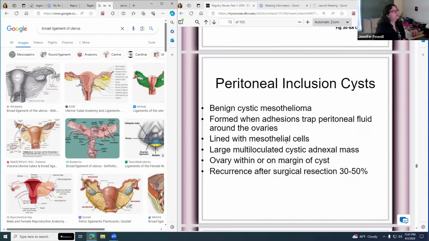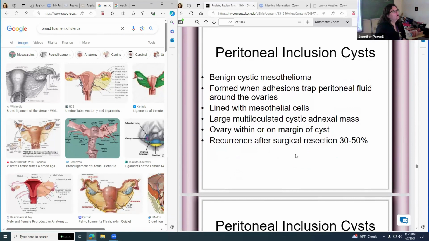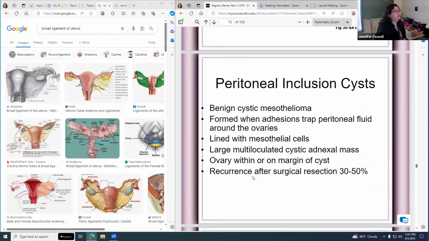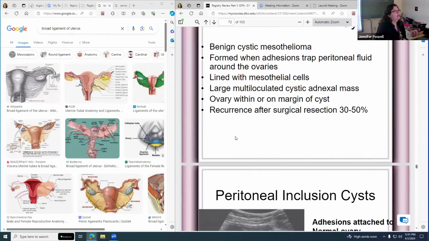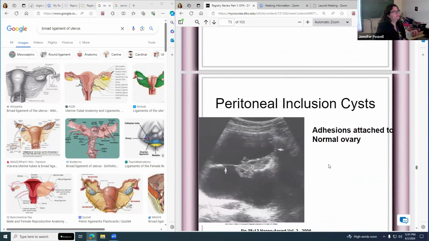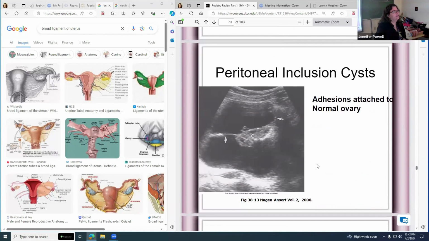Peritoneal inclusion cysts are benign cystic mesotheliomas formed with adhesions, which trap peritoneal fluid around the ovaries, lined with mesothelial cells, large multiloculated cystic adnexal masses. The ovaries are within or on the margin of the cyst, and recurrence after surgical resection is up to 50%. So here you go. Adhesion attaches to the normal ovary.